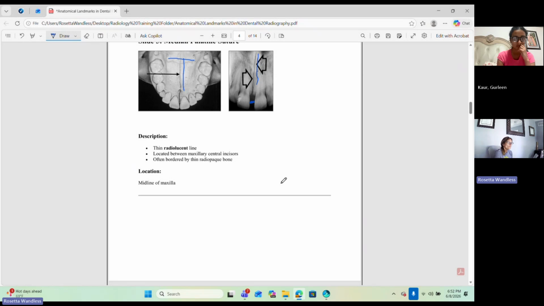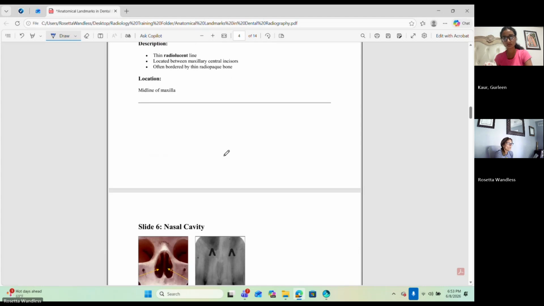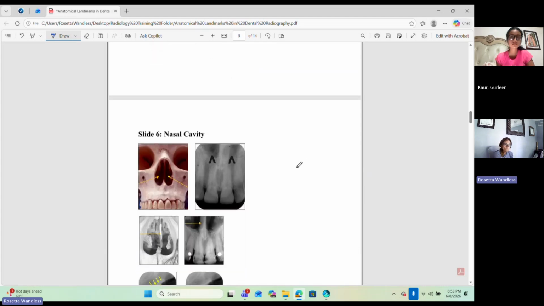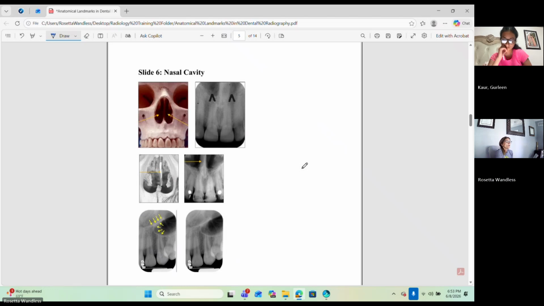Okay. So again, a thin radiolucent line located between the maxillary central incisors, bordered by a thin radiopaque layer of bone, right at the midline. Cool? So far, so good? Okay. Nasal cavity. The nasal cavity is probably the easiest to detect. You're like, oh, okay, this is it. It's the nose. All right, cool.